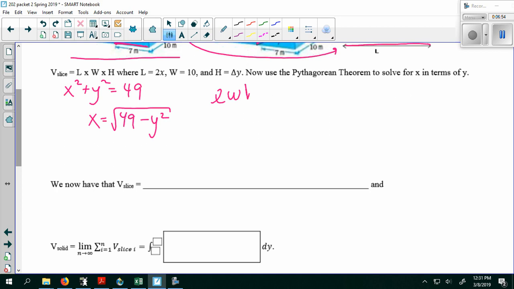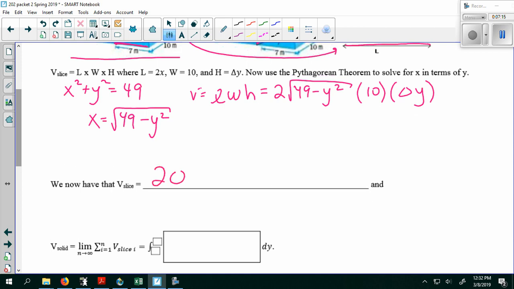Length times width times height. This is the volume of the slice. The length is 2x, but instead of x, I'm going to use this radical 49 minus y squared. And then the width is 10, and the height is delta y. So the volume of my slice is 20 square root of 49 minus y squared delta y.